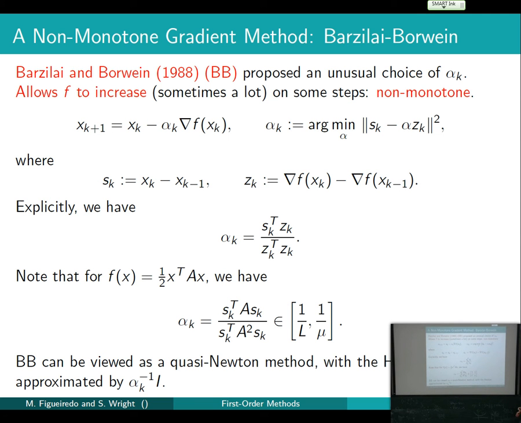Okay, I'll say a little bit about this crazy approach due to a crazy colleague of ours, Jonathan Borwein, and his postdoc back in the 1980s, called Barzilai-Borwein. Now, this is not a descent method, okay? So that's why I call it a non-monotone gradient method. It's turned out to be useful in some situations, and it's very non-intuitive, okay? It makes choices of the step length which sometimes lead to very large increases in the function value.